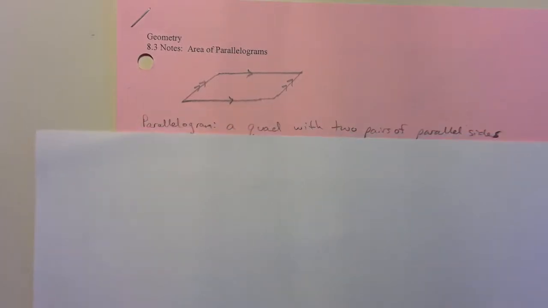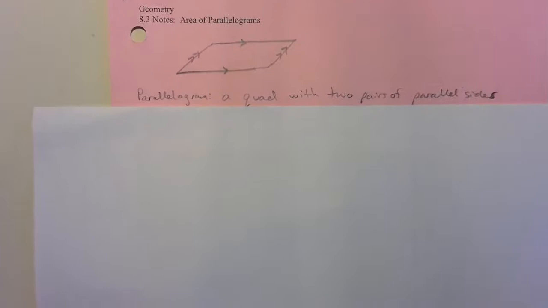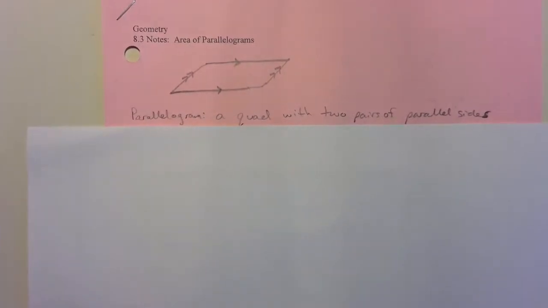Okay, so start with a definition. A parallelogram is a quadrilateral with two pairs of parallel sides. All right, that's the definition for it. So copy that down for yourself.